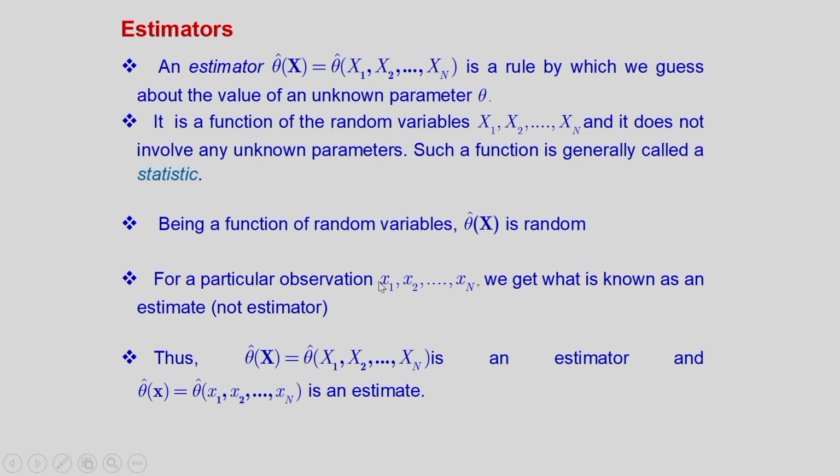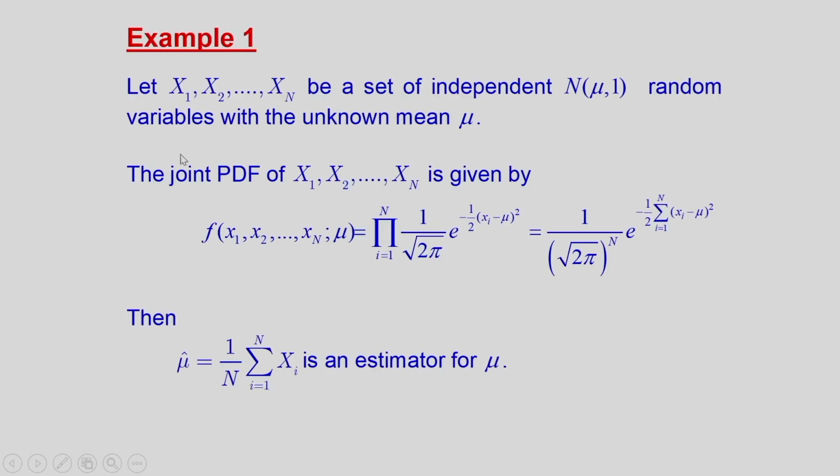For a particular observation x1, x2 up to xn, we get what is known as an estimate, not estimator, of the parameter theta. Thus, theta hat of X, that is theta hat of x1, x2 up to xn, considered as a random variable, is an estimator, and theta hat of small x, that is theta hat of small x1, small x2 up to small xn, is an estimate. So, we have to distinguish between an estimator and an estimate.